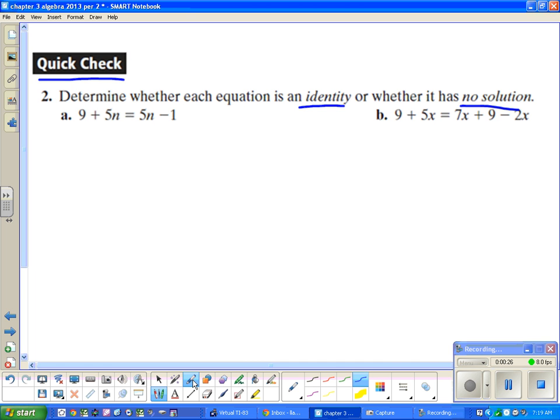Let's pick the right side. So I'm going to subtract 5n from both sides. And when I do that, I get 9 equals -1. And in this case, if you remember back to the other videos, this would be no solution.